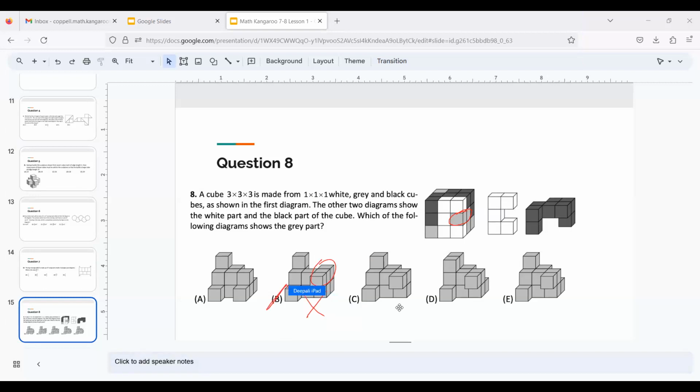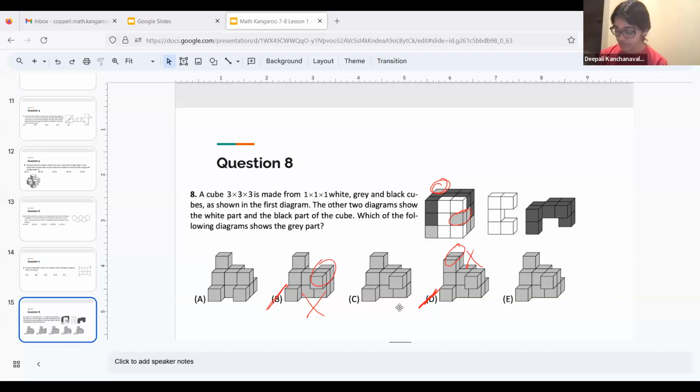And then I looked at the black section, and I saw that there was a cube at the top, and there aren't 2 cubes, so I crossed off D because it has 2 cubes at the top. And then I crossed off A because I felt like it wasn't in the right direction. Even when I turned it in my head, it didn't look right. And also there's this extra piece here.